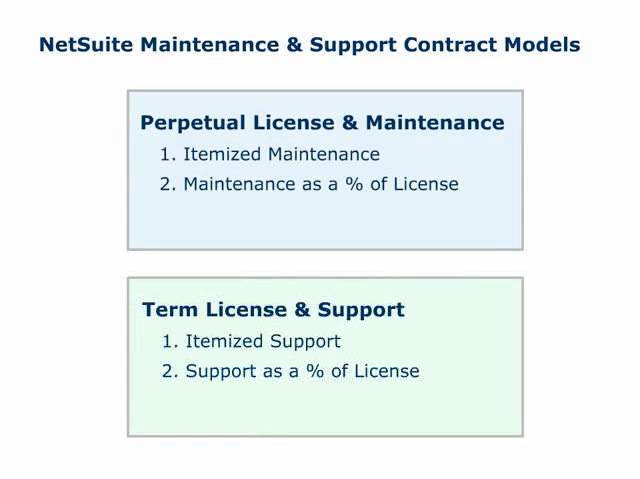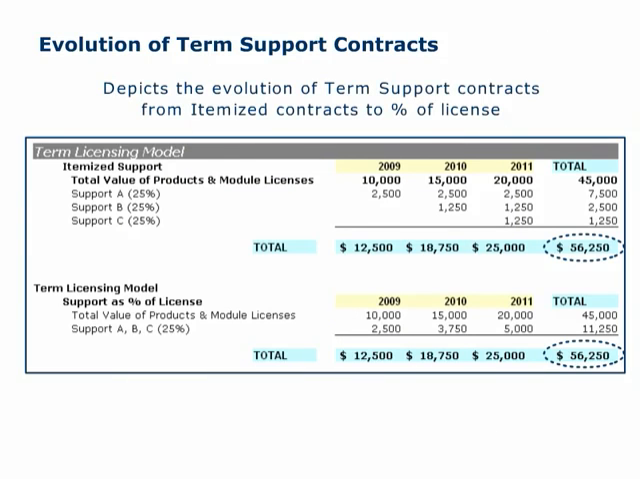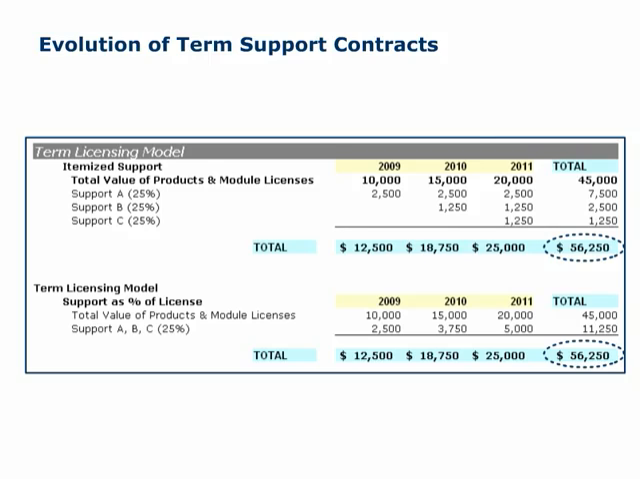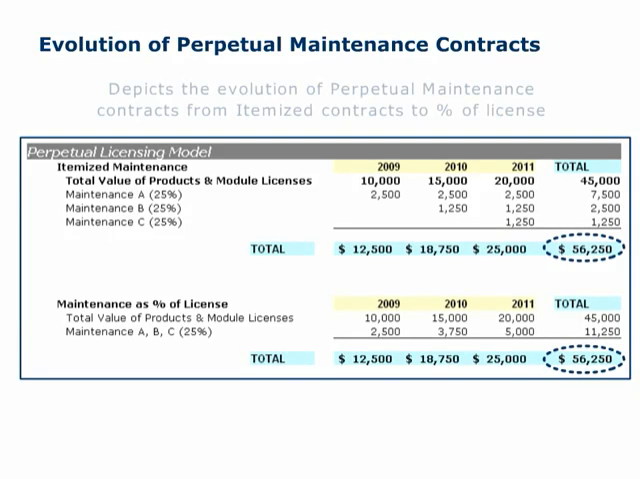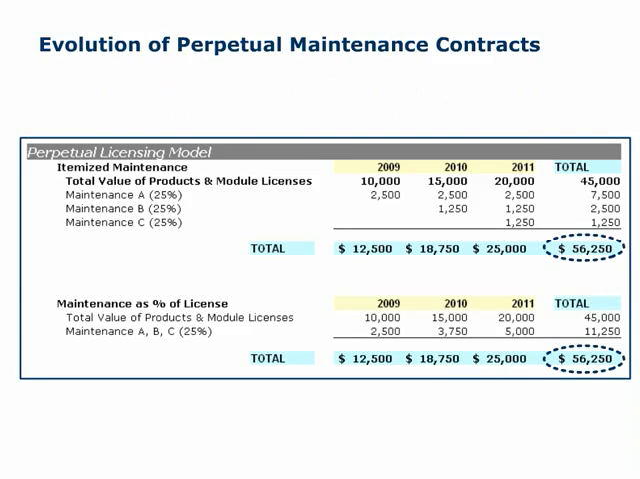Both approaches that were just described in the previous slides are supported under the perpetual and term license models. The examples in the next 2 slides will illustrate each of these approaches for perpetual license and maintenance and term license and support contracts. This slide depicts the evolution of term support contracts from itemized contracts to percentage of license. Note the totals are the same regardless of which method is adopted. This slide depicts the evolution of perpetual maintenance contracts from itemized contracts to percentage of license. Note the totals are the same regardless of which method is adopted.